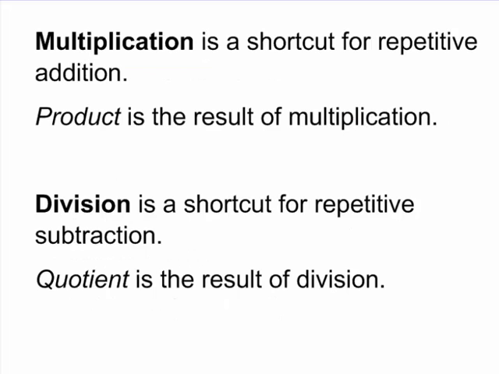So quick refresher, multiplication is a shortcut for repetitive addition. Product is the result of multiplication, so this is one of those important words. Division is a shortcut for repetitive subtraction. So in math, there's a lot of do's and undo's. Multiplication and division are do's and undo's. They're opposites of each other. So in division, though, quotient, which is a very strange word to start with, is the result of dividing numbers. So you end up with a quotient. So let's begin.